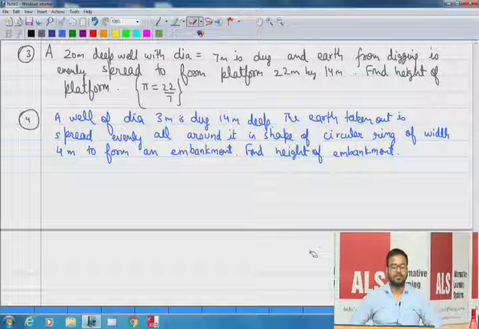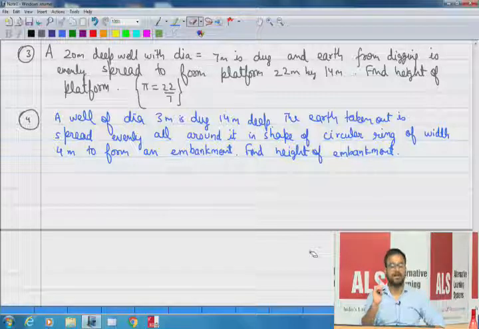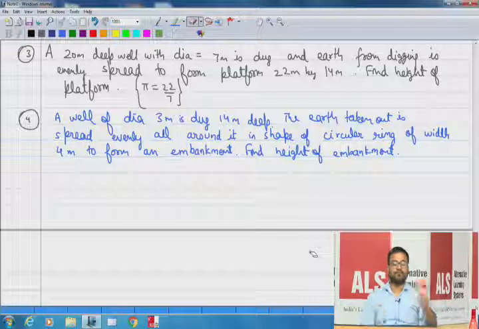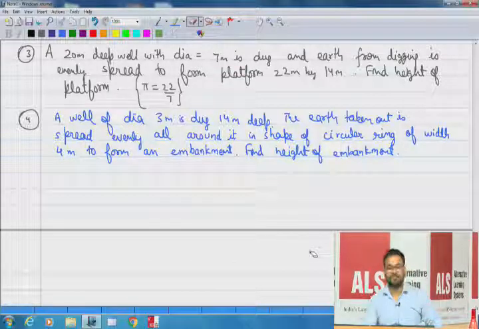Okay, so CC4, question number 4 says there is a well of diameter 3 meter and the depth of the well is 14 meter. The earth, the soil taken out of the well, is spread evenly all around it in the shape of a circular ring of width 4 meter to form an embankment. Embankment basically means a pavement around the well. Find the height of the embankment.